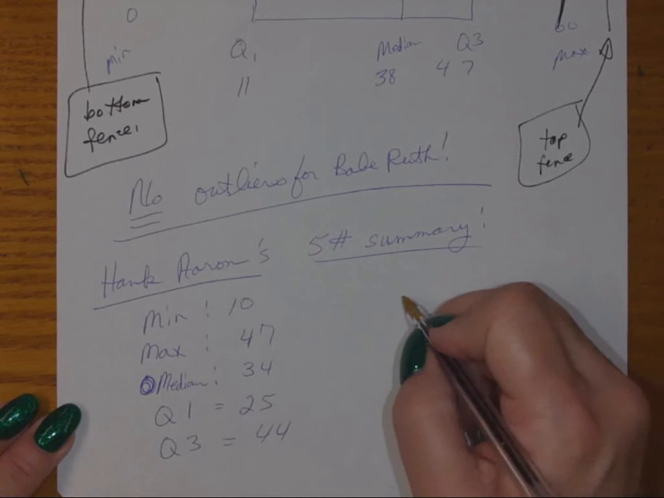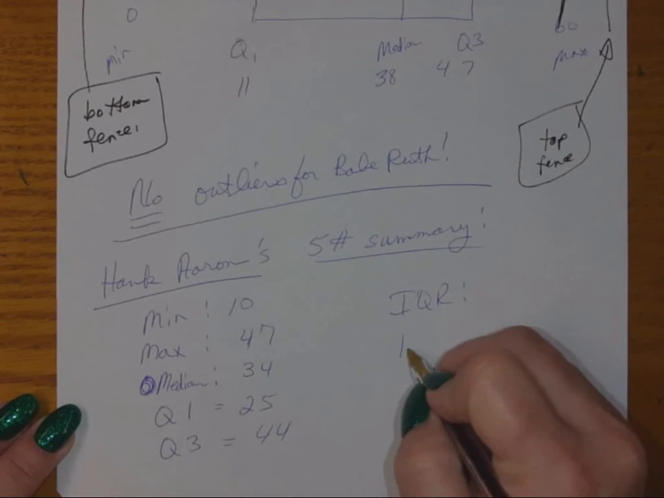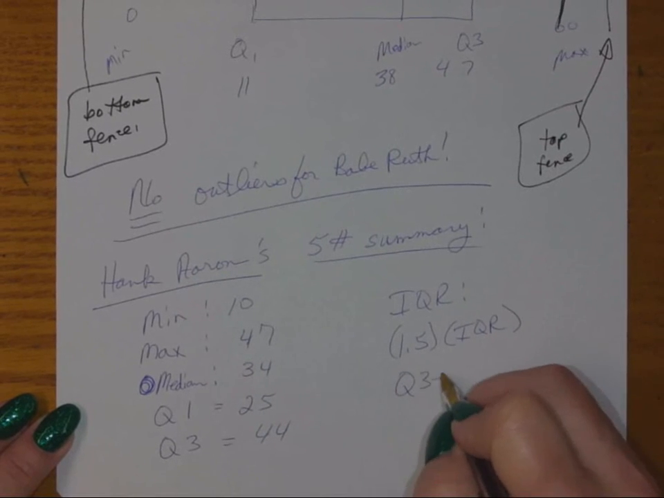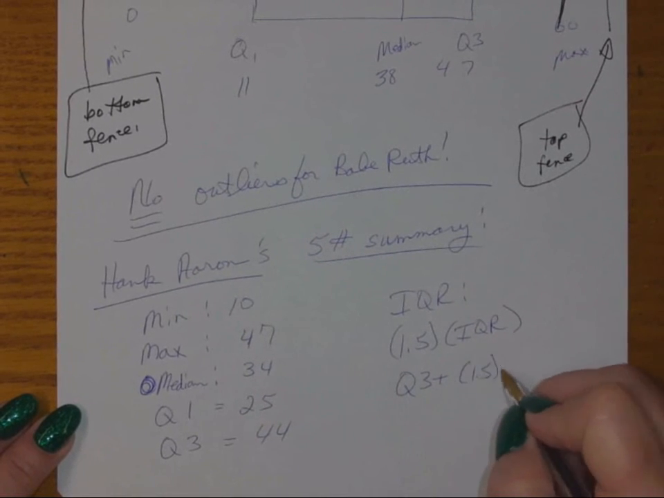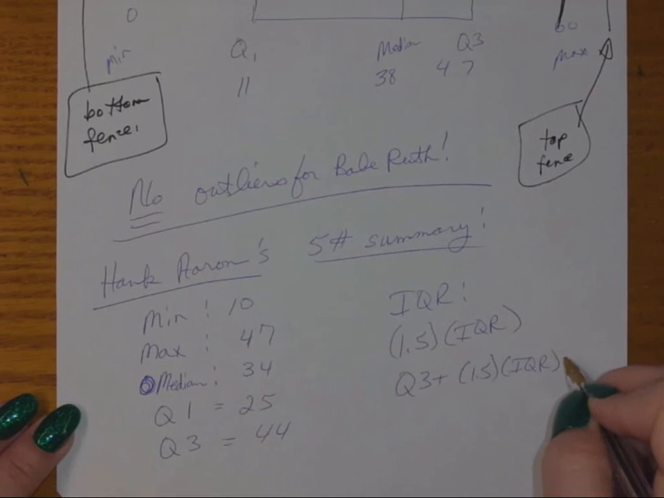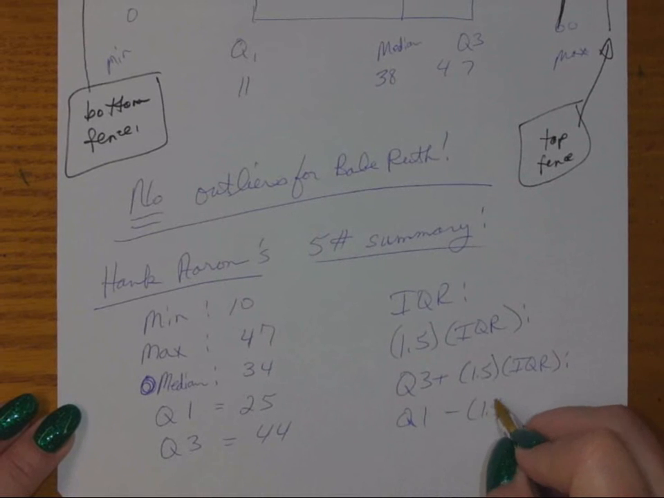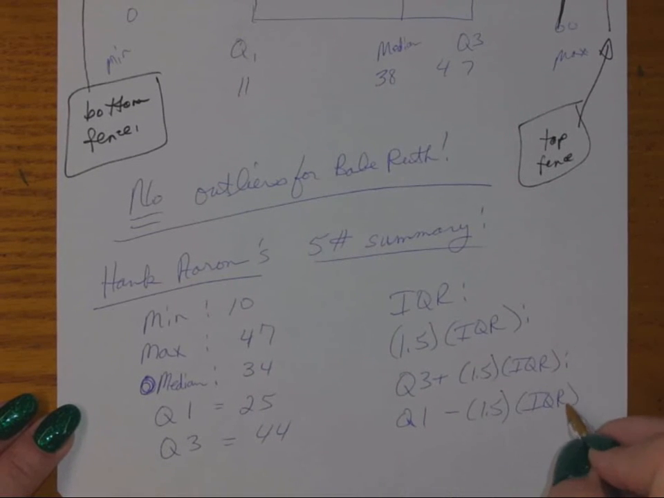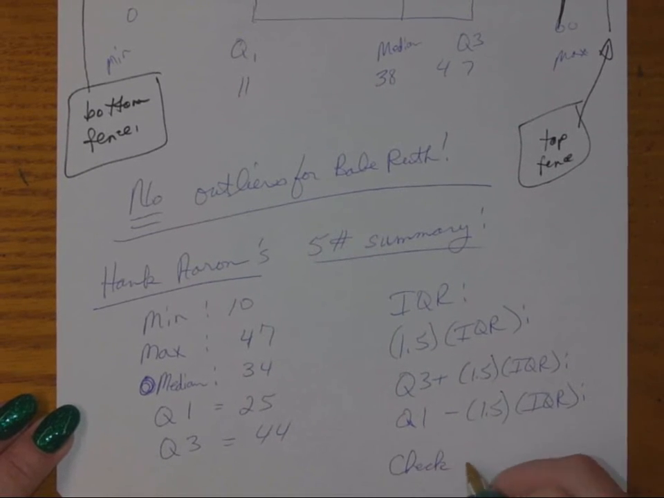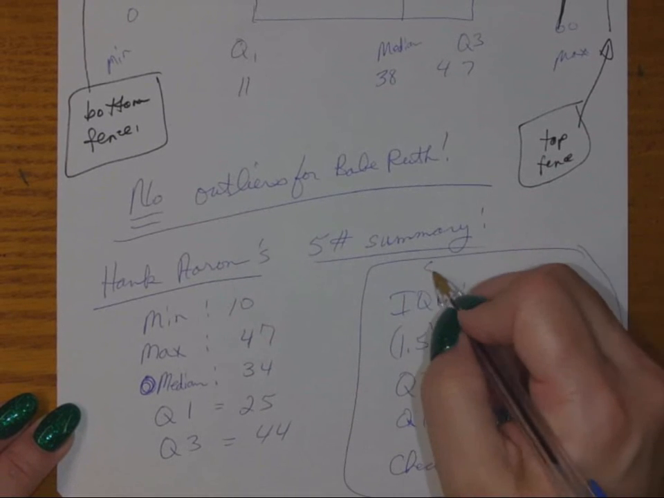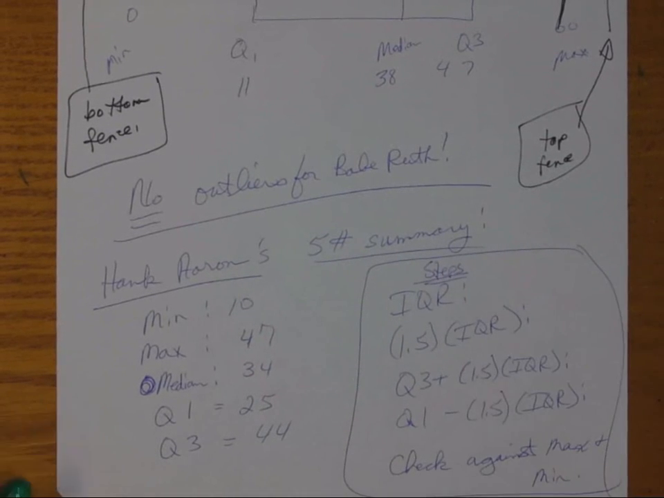Okay, so find his IQR, 1.5 times the IQR, Q3 plus 1.5 times the IQR, Q1 minus 1.5 times the IQR, and then check against max and min. So basically those are your steps, don't forget them. That's what you're doing on your own.